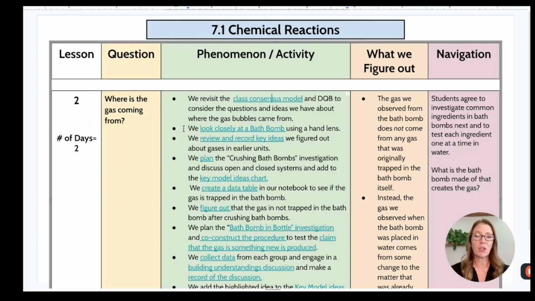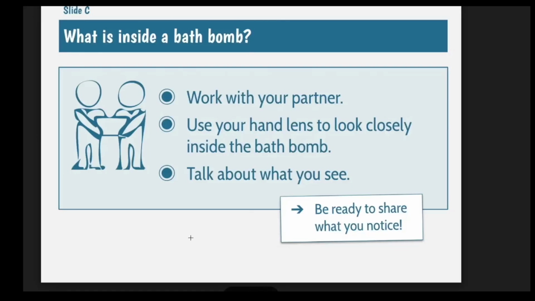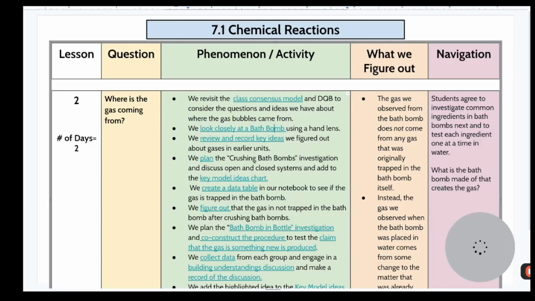And then we decide to look closely at the bath bombs using a hand lens. Here is the slide that goes with that. So, little directions to the students. Work with your partner, use your hand lens to closely look inside the bath bomb and talk about what you see. So we're starting to have kids talk about what they see that is solid in the bath bomb. And then we share out and we review and record some ideas we figured out about gases in earlier units.